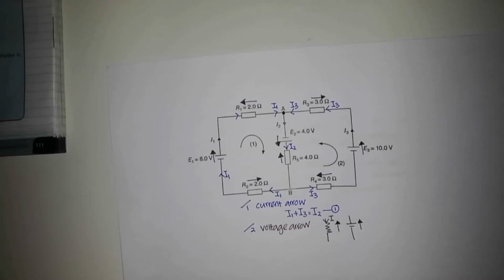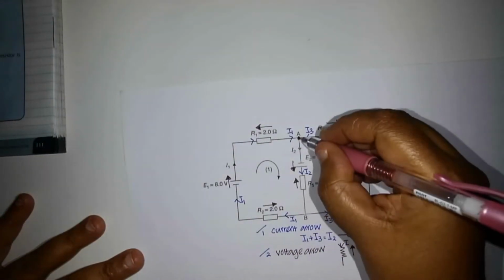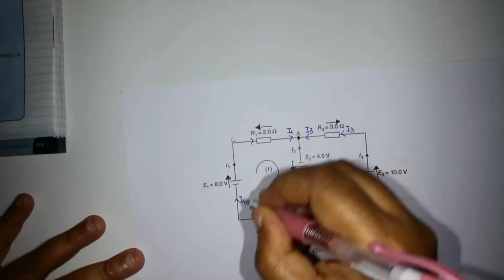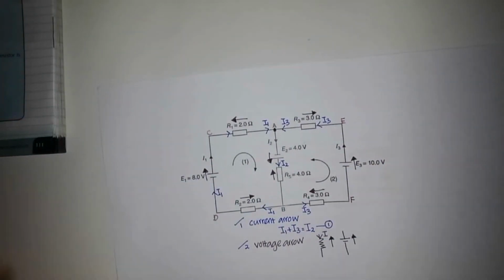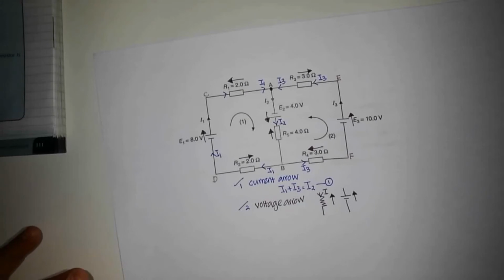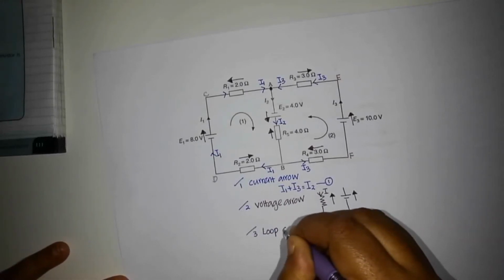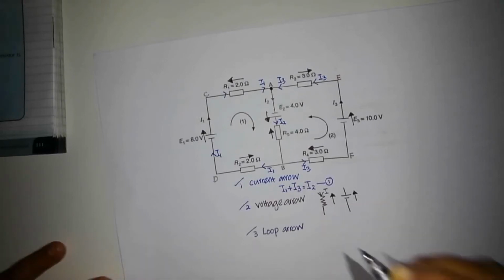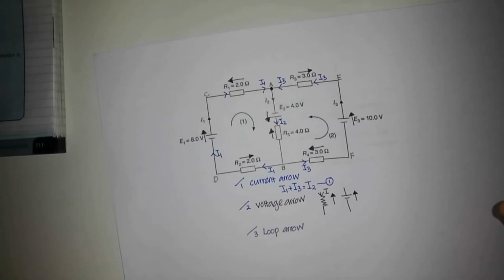Next, after drawing a voltage arrow, I choose to label each point here. Since this is A, this is B, I'm going to call this C, this D, this E, and this F, for each junction or point. Now I want to draw a loop arrow. But in this question, they have already given you the loop arrow, so you don't need to draw. You follow whatever is given to you.